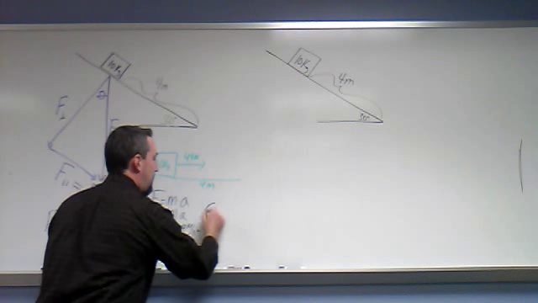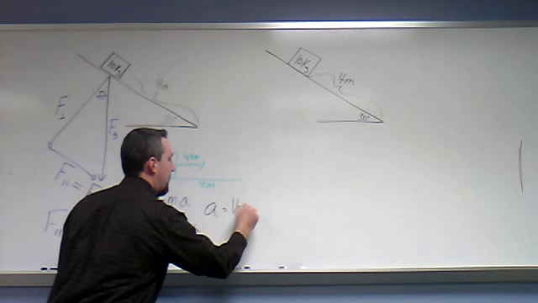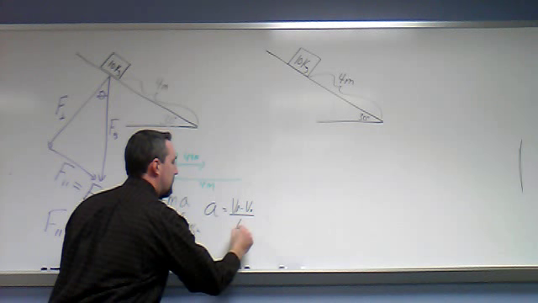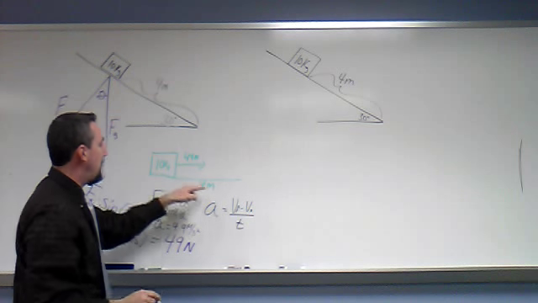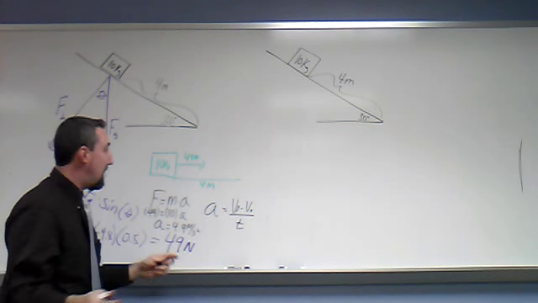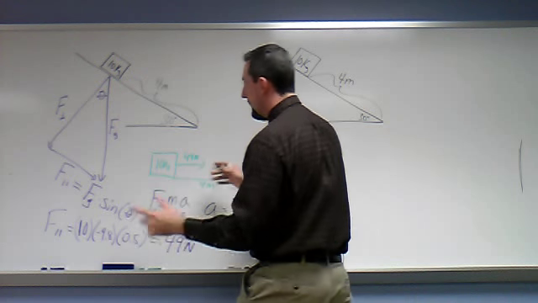And I know acceleration equals Vf minus Vo over t. But I don't know how long it's going to take to go 4 meters. Oh, but I can find that out. All I got to do is grab the workhorse formula. I'm going to run out of space.